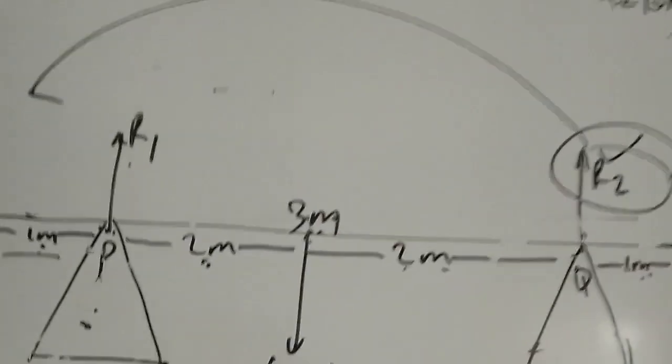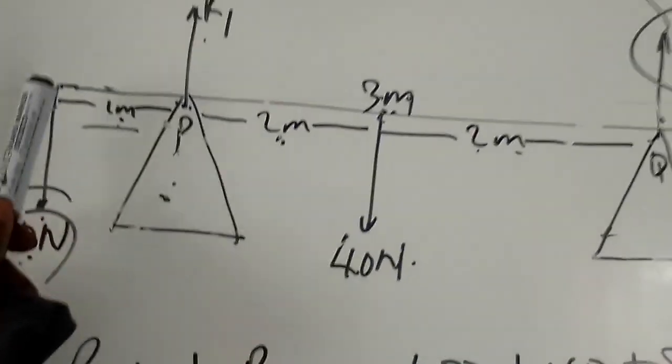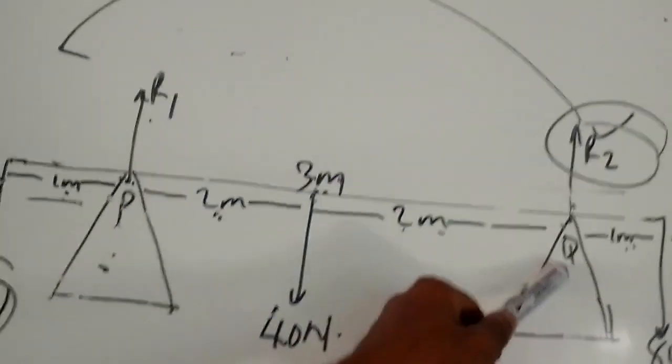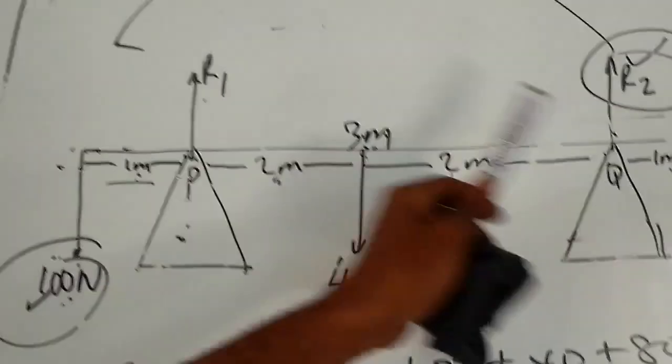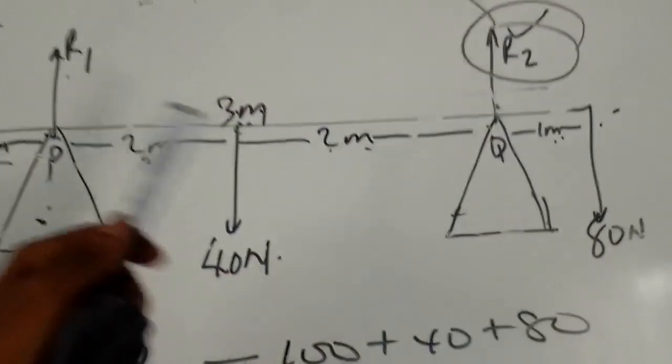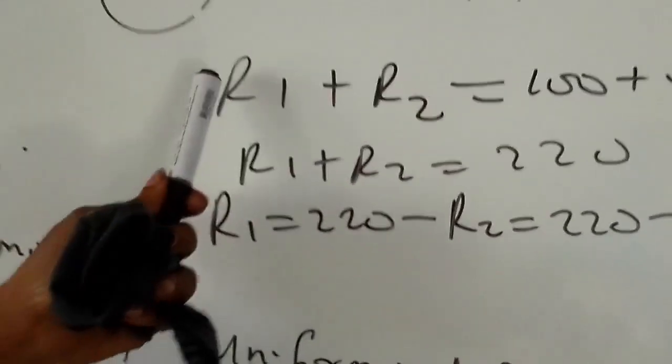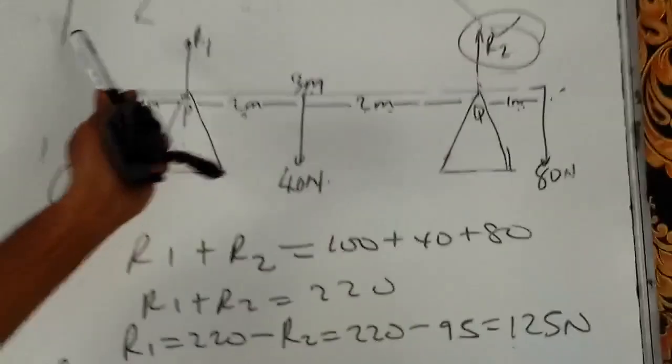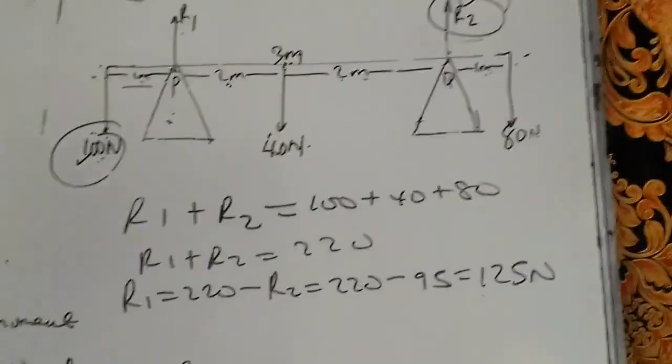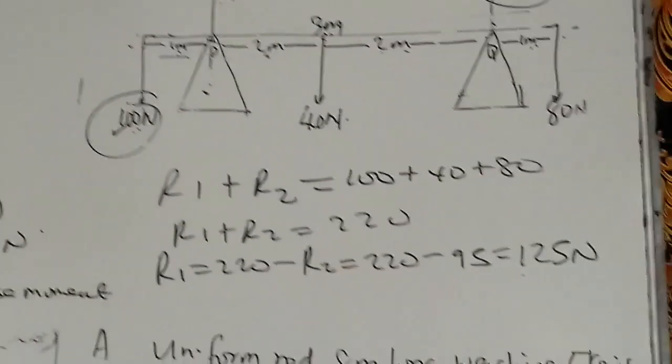To get R2, we apply the principle of moment. And to get R1, we apply the other condition, which says that total upward forces equal total downward forces. Must you take moment from P for the left-hand side every time? No, you can still take moment from Q and repeat the same process. You take moment at Q, and you get your R1 first as 125. Then you can apply total upward equals total downward to find your R2 as 95. You get the same answer. So take a look at our work as we go to the next question.